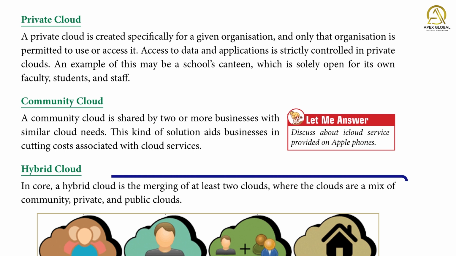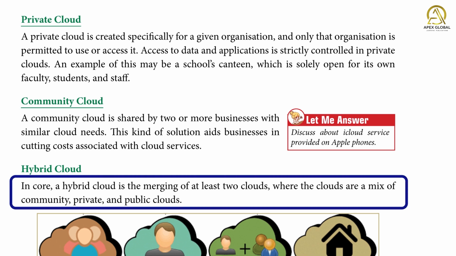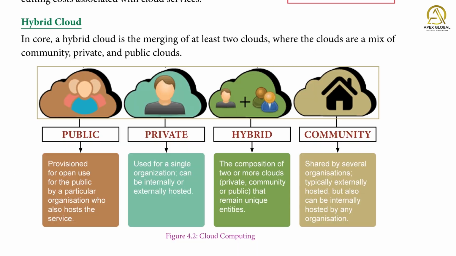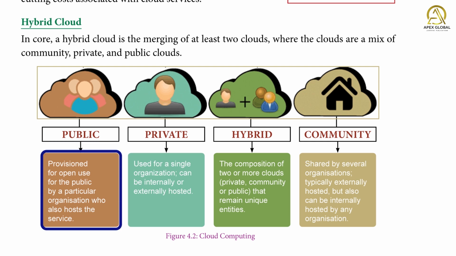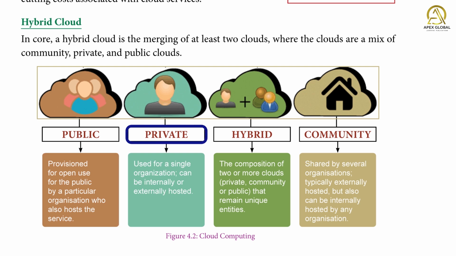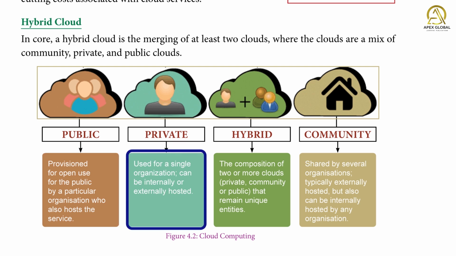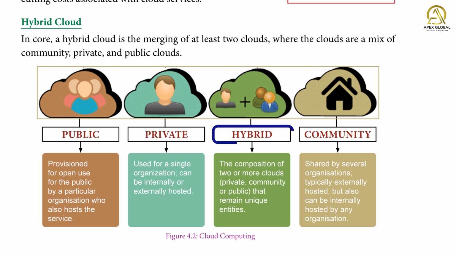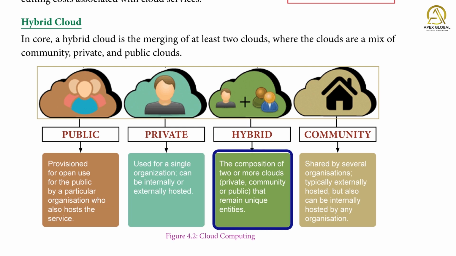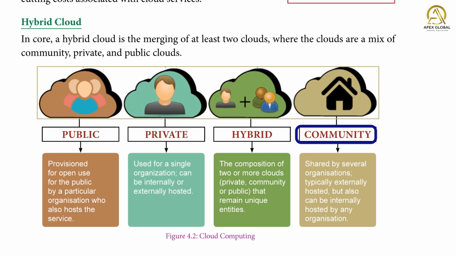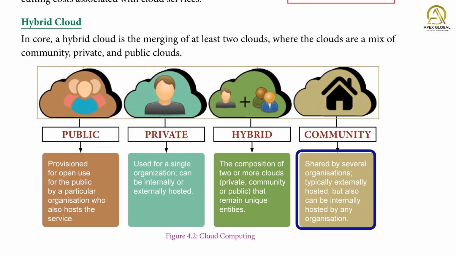Hybrid cloud. At its core, a hybrid cloud is the merging of at least two clouds, where the clouds are a mix of community, private, and public clouds. Public: provisioned for open use by the public by a particular organization who also hosts the service. Private: used for a single organization, can be internally or externally hosted. Hybrid: composition of two or more clouds, private, community, or public, that remain unique entities. Community: shared by several organizations, typically externally hosted, but can also be internally hosted by any organization.